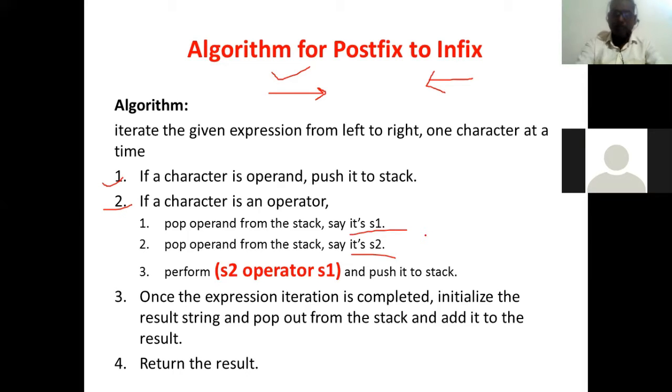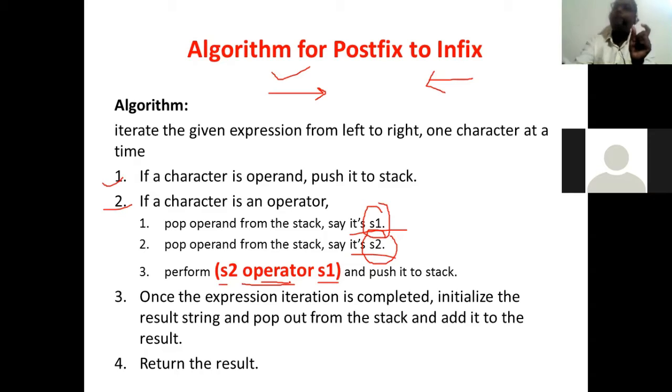So we have to perform, how are we going to write? Write down S2 first. S2 means operand 2. Write down operand 2 first. Then you have to write your operator, whatever operator is there, and write down your operand 1. It means that S2 is the second operand, and S1 is the first operand, and the operator is there. So how will you concatenate this? First you write down the second operand.